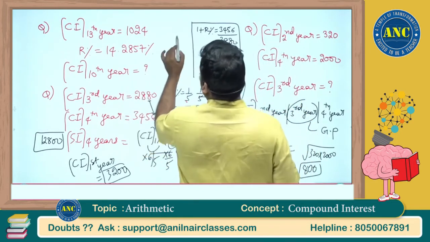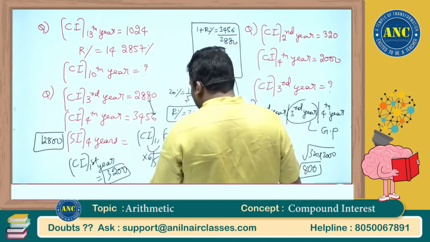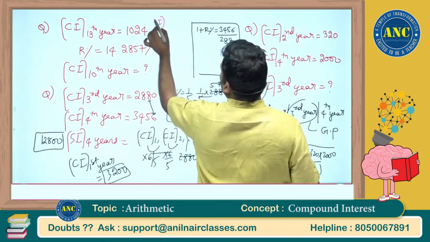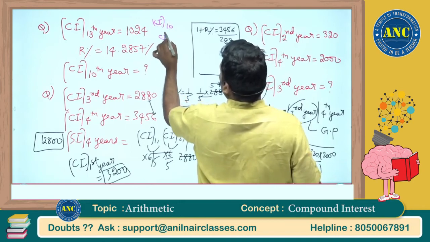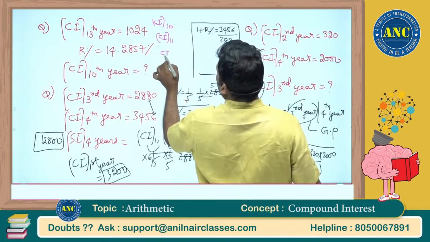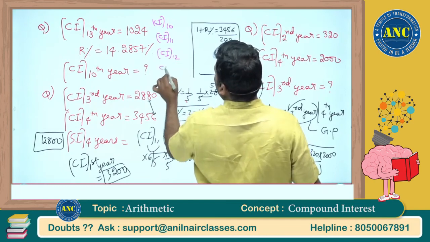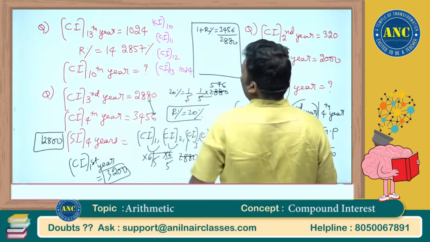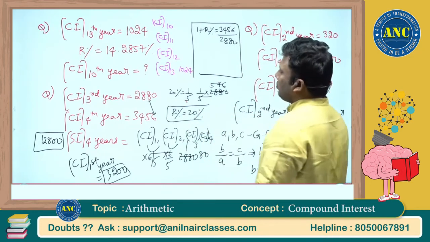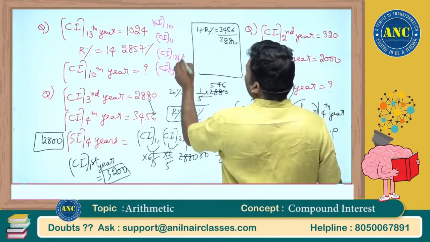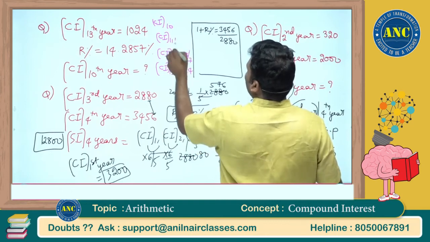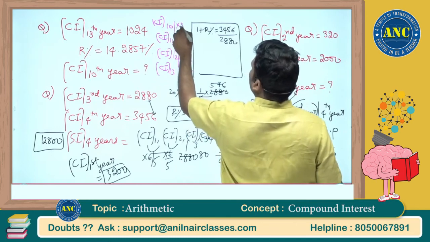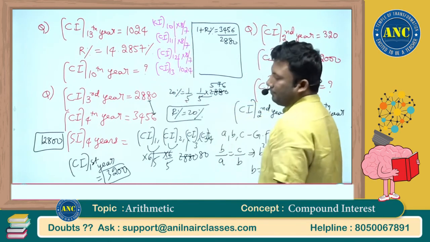It is 13th year. I will use a different color, sir. So these are CI for 10, CI for 11, CI for 12 and CI for 13. CI for 13 is 1024. So from here to here, the scaling factor will be 8 by 7. From here to here, it will be 8 by 7.